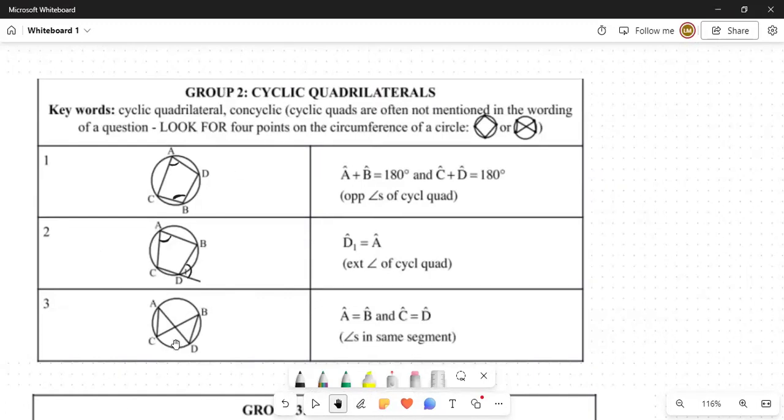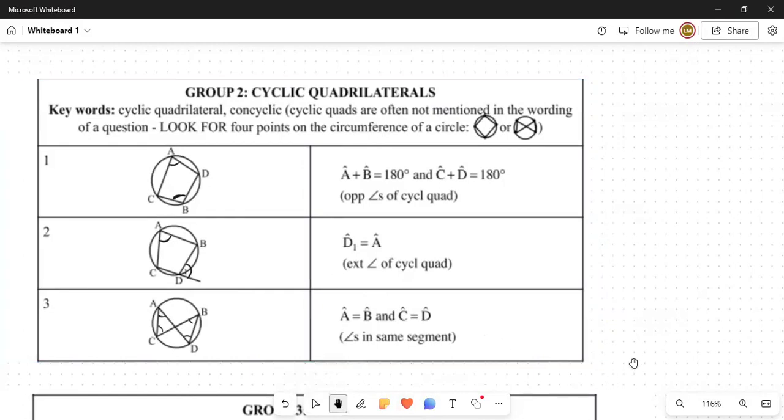And then the last one is angles in the same segment, to show that A is equal to B or C is equal to D. So these are true for cyclic quads. If they say something is a cyclic quad, these are true for cyclic quads. And if they don't say it's a cyclic quad and they want you to prove it, you can do so by showing any of these is true.